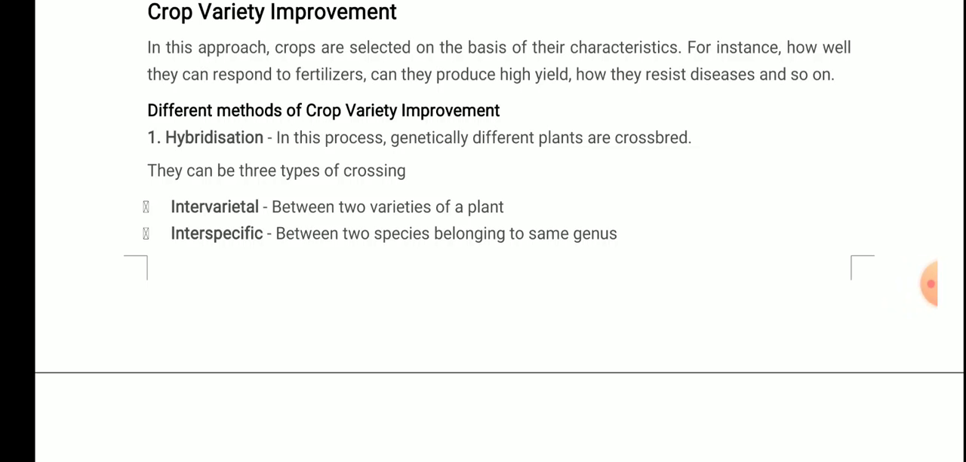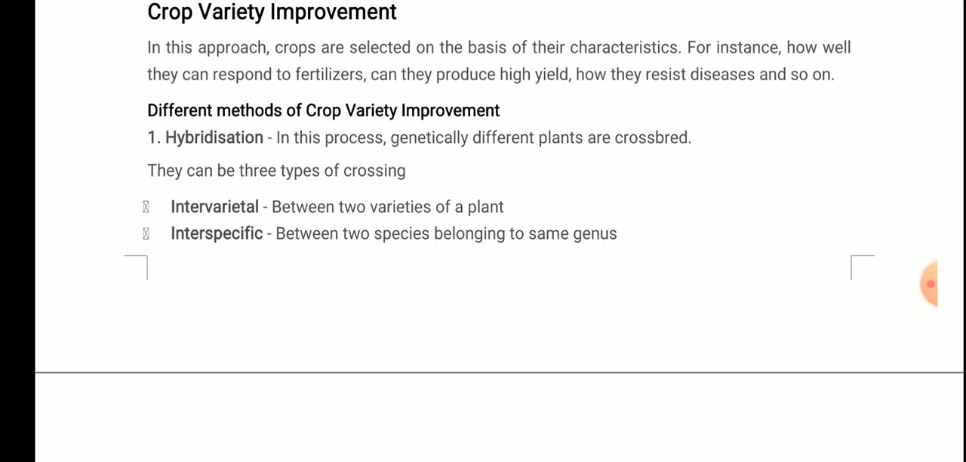In the previous video we had started the chapter Improvement in Food Resources. We had discussed some basic things like what are the different kinds of crops: rabi crops, kharif crops, zaid crops, etc. In this video we will be starting with crop variety improvement.